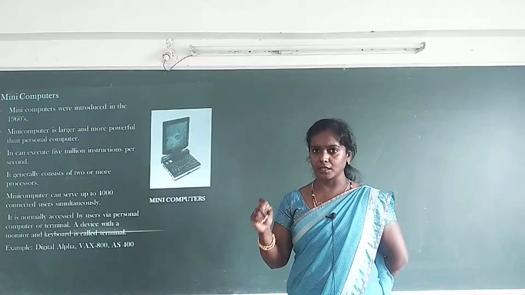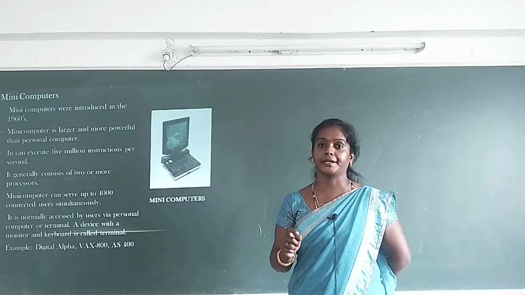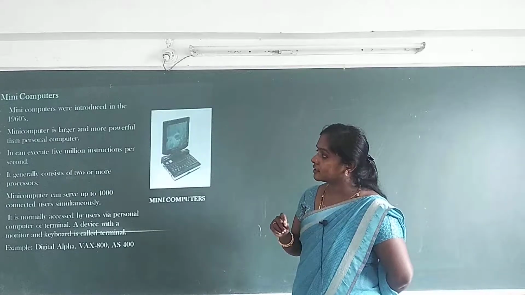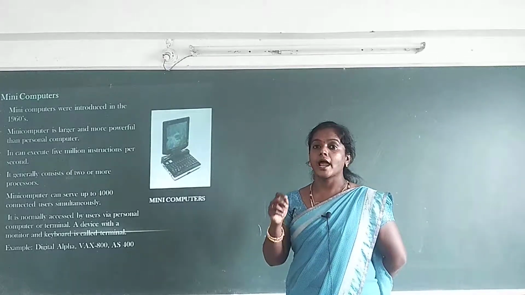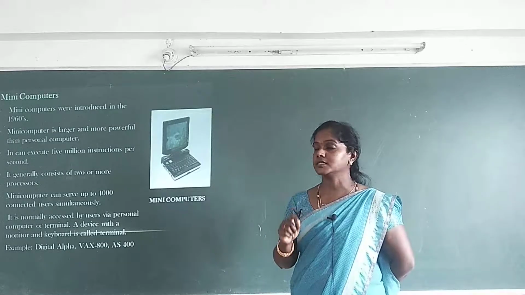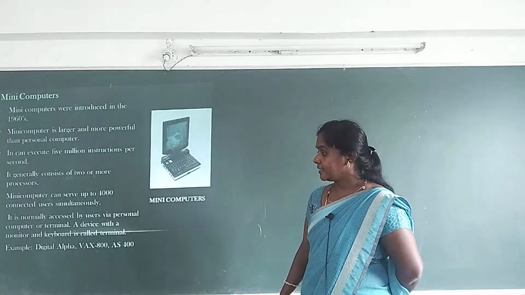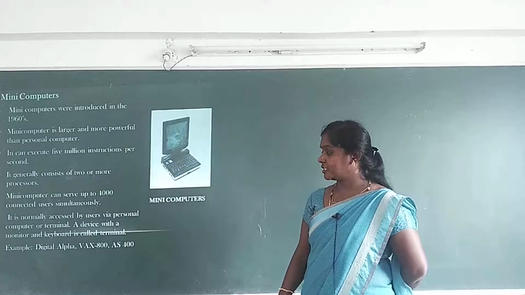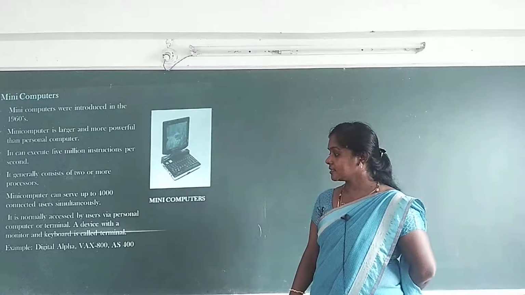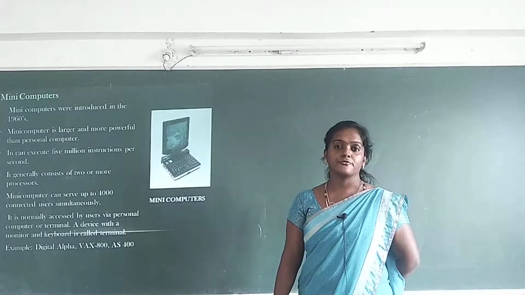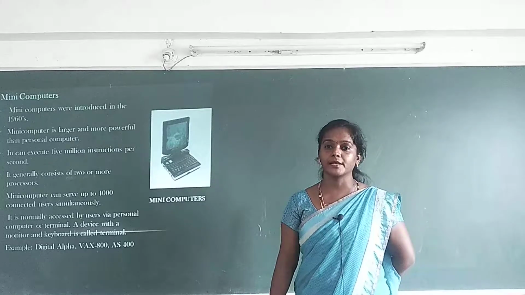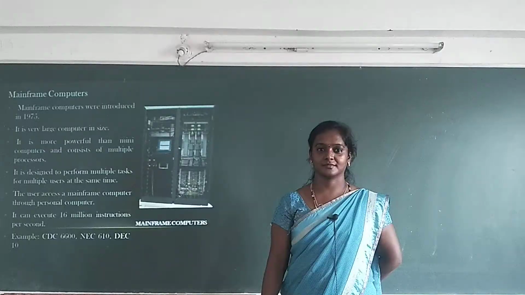1000 users can access the data at a time, and it is very fast and executes millions of instructions per second. The examples are Digital Alpha, VAX 800, and AS 400. These are the examples for mini computers.